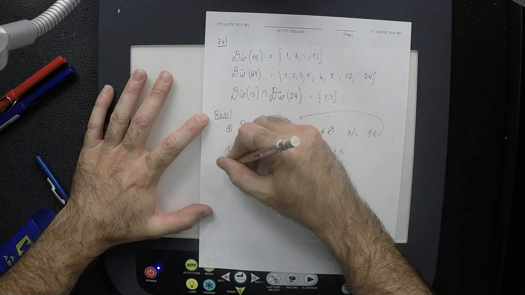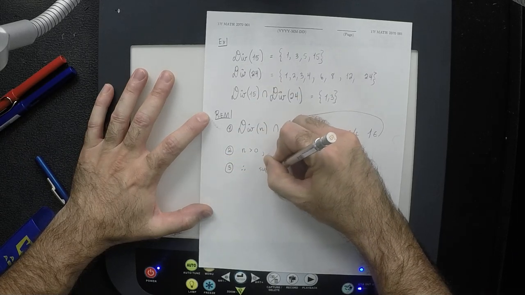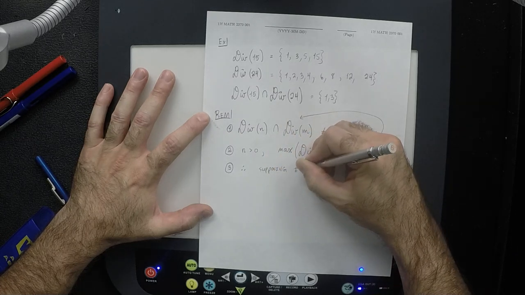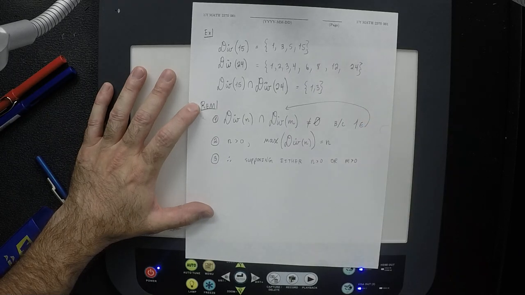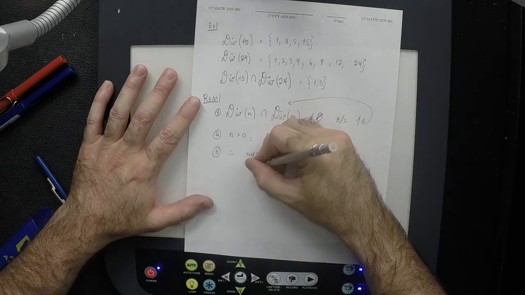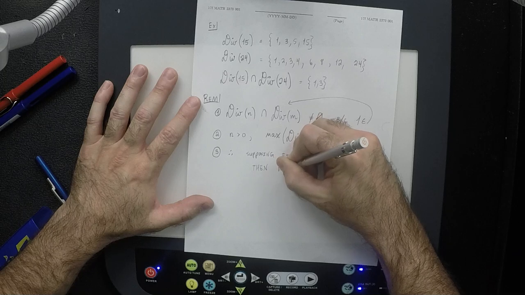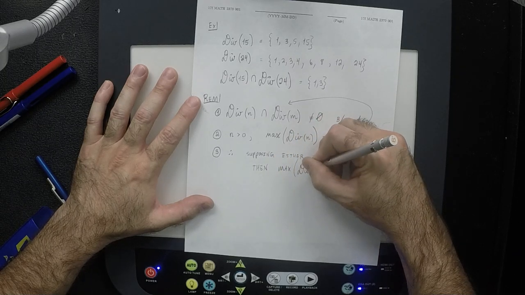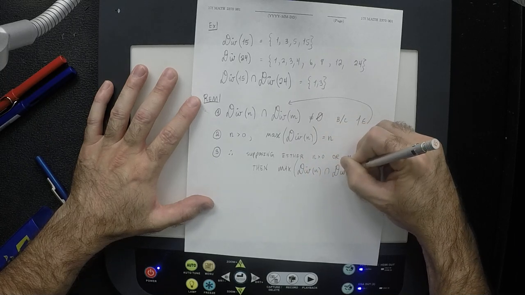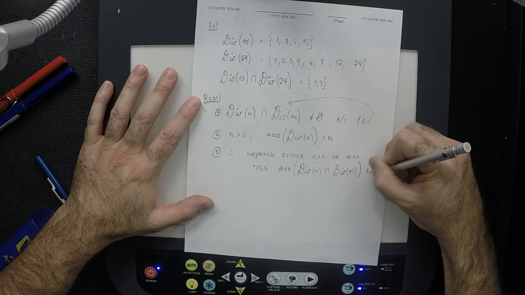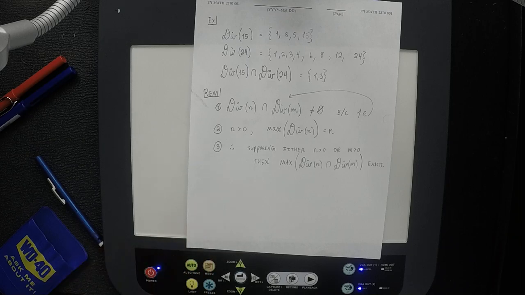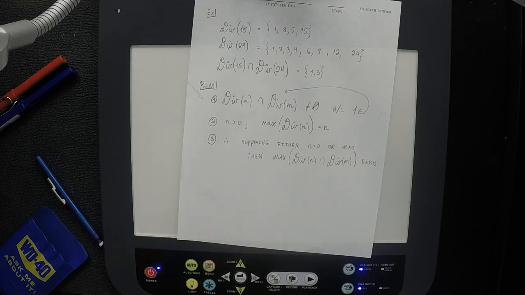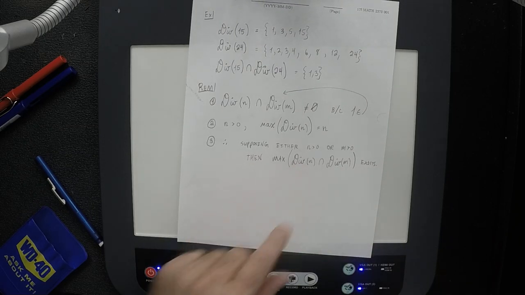Supposing, therefore, that either n is positive or m is positive, or both, if either one is positive, then the maximum of the intersection of the sets of these must exist. So why do I require at least one of them? Right. Because if at least one of them is positive, then at least one of these is a finite set, and therefore the intersection is also finite.